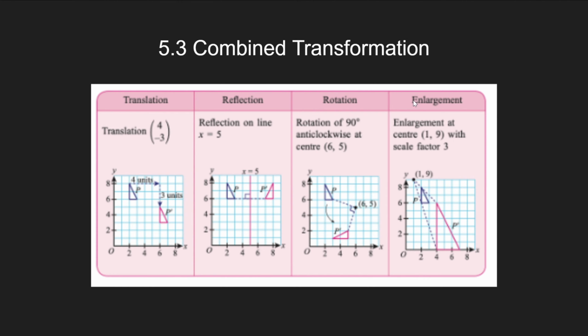And next, for the enlargement at the center of 1, 9, which is the first point, with a scale factor 3, it means that the size of the object must be 3 times, the image will be 3 times bigger than the size of the object.